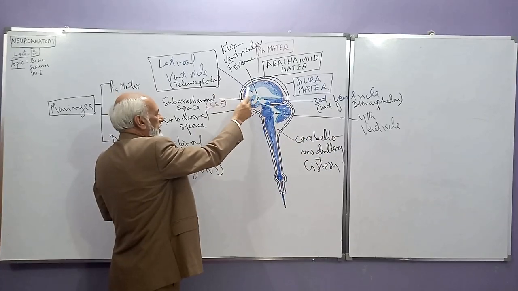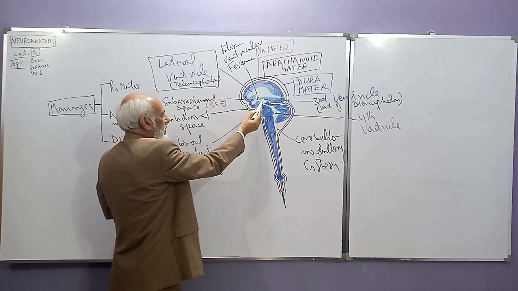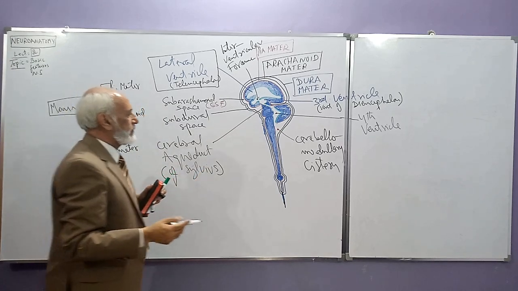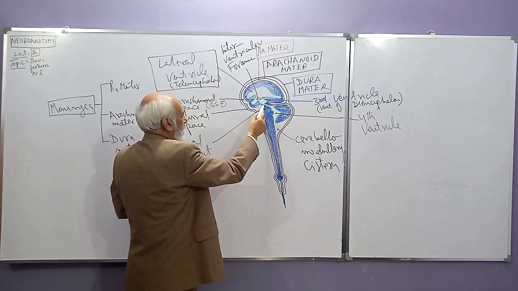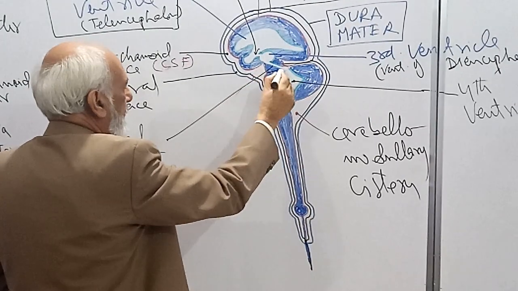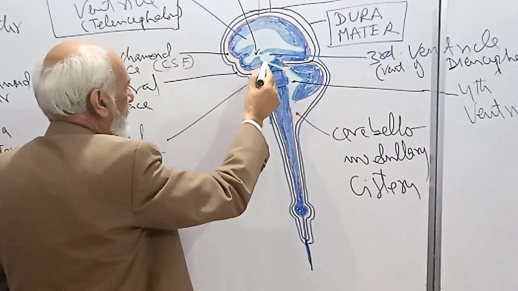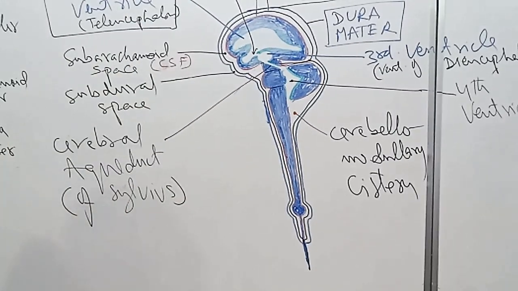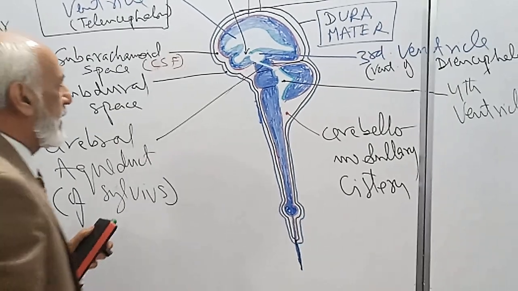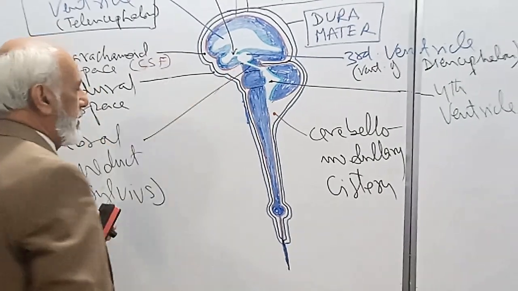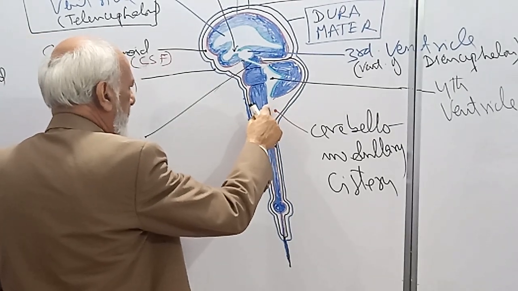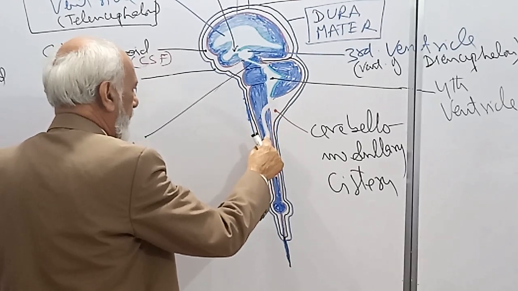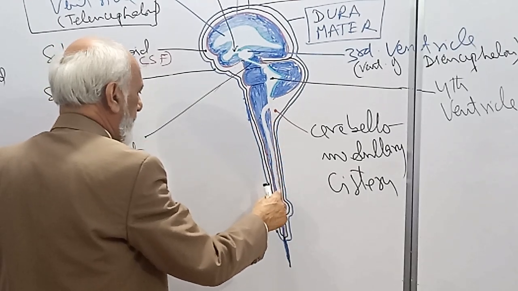Thus you can see the right and left lateral ventricles communicate with the third ventricle through the interventricular foramen. Then the third ventricle communicates with the fourth ventricle by a canal which traverses the midbrain. This canal is known as the cerebral aqueduct or aqueduct of Sylvius. Then the fourth ventricle again communicates with the canal which traverses the lower part of the medulla oblongata and spinal cord.